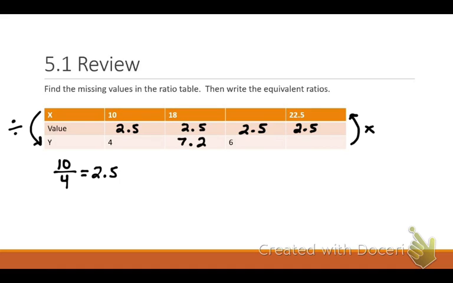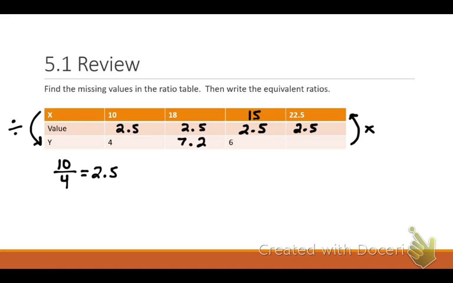Who would like to do the next one for me? All right, Maylin, we're going on this one from the bottom to the top. What do I have to do? Multiply 6 times 2.5 and I'll get 15. Okay, we get 15. And let's go on to the last one.